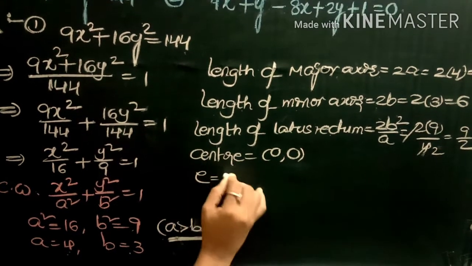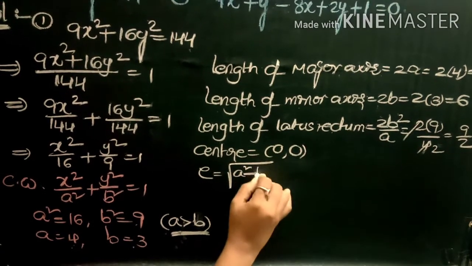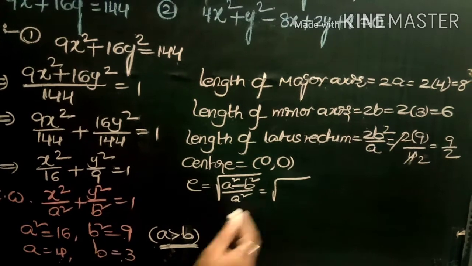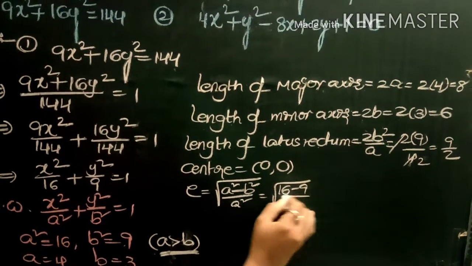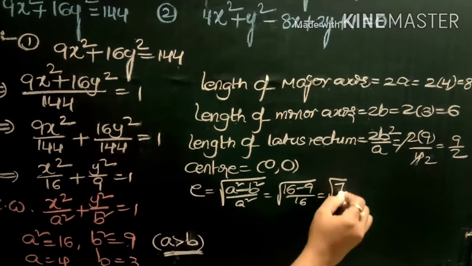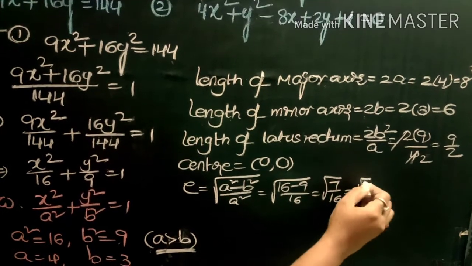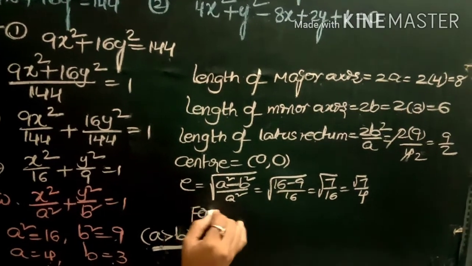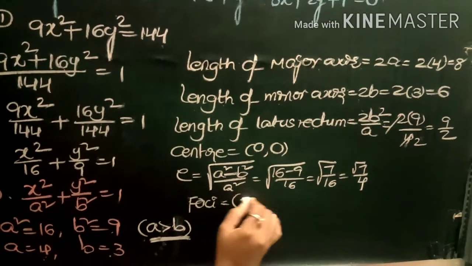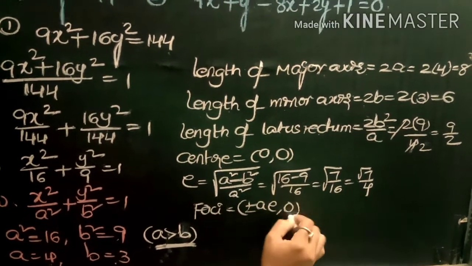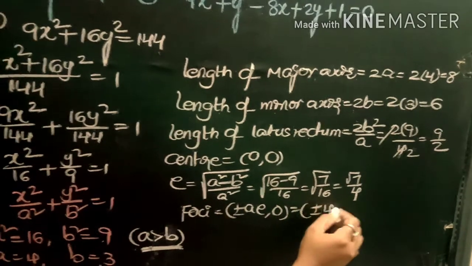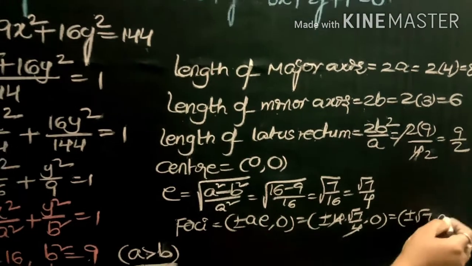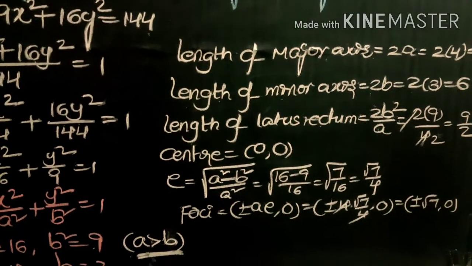And the eccentricity e is given by the formula √(a² − b²)/a², that is √(16 − 9)/16 = √7/16, that is √7/4. This is the eccentricity value. And the foci is given by the formula (±ae, 0), that is ±4 × √7/4, comma 0. This equals (±√7, 0).